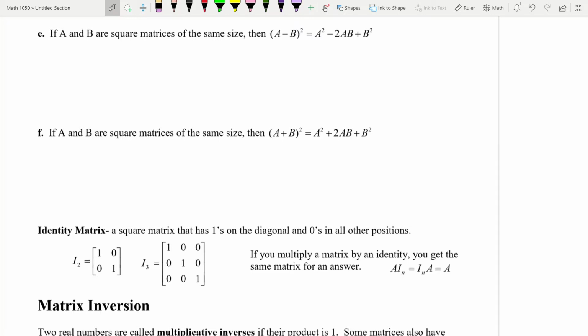Okay, this came up on my final before as a complete surprise on final exam day. If you have A minus B squared, is that equal to A squared minus 2AB plus B squared? Well, in regular algebra it is. In matrices, it is not. So this answer is false. Question F, in real algebra it's true. In matrices, it's false.